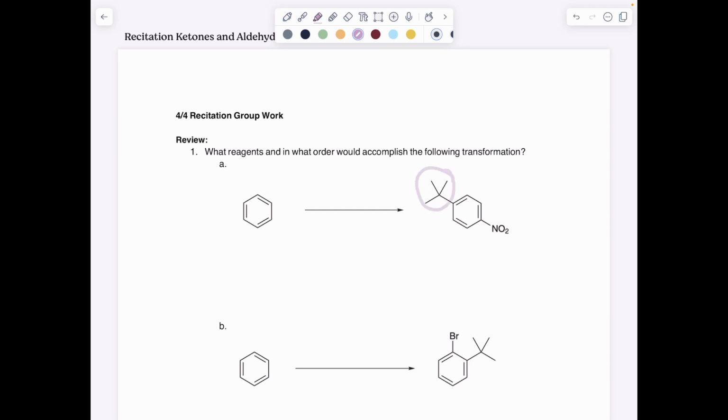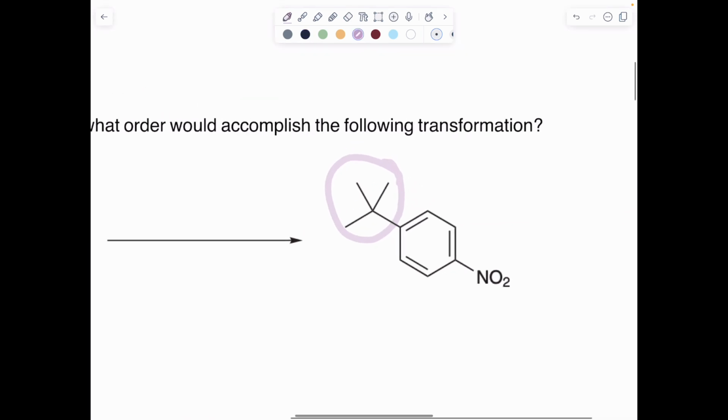So the tert-butyl group is an electron donating group, and it directs ortho-para. So I'm going to write that here. And the nitro group is an electron withdrawing group because both induction and resonance are going to pull electron density away from the ring. So it's going to be deactivating, and it is meta.